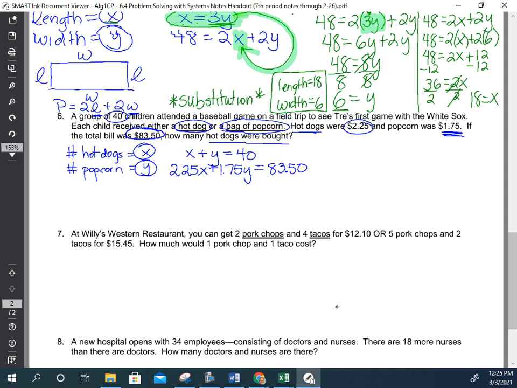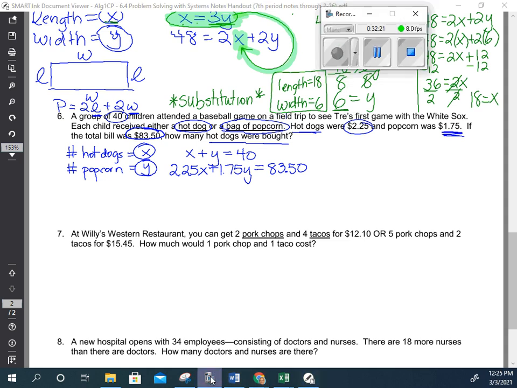So let's take a second and think about this. Are the variables on the same side, or do we have one of them set equal to something? You could if you want to, but based on how the problem is set up right now, what method would we use? This is an elimination problem.